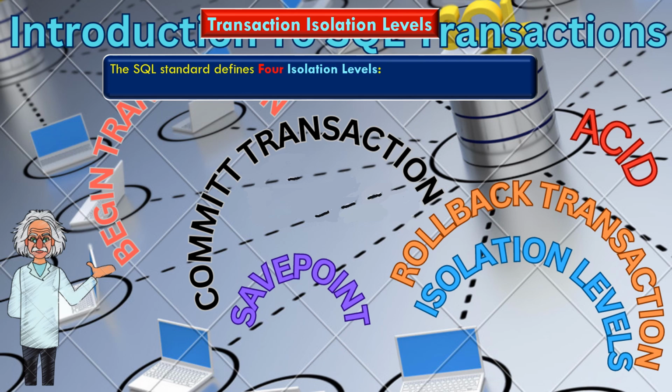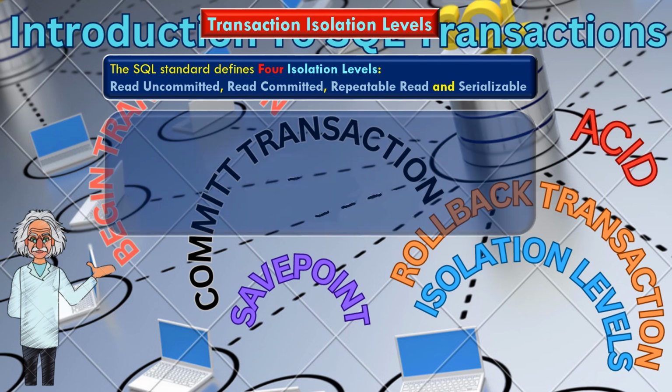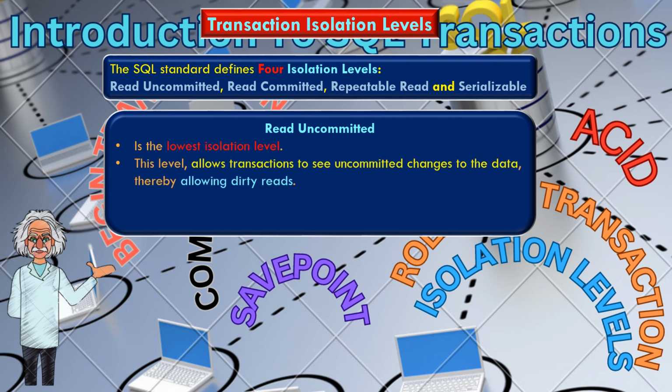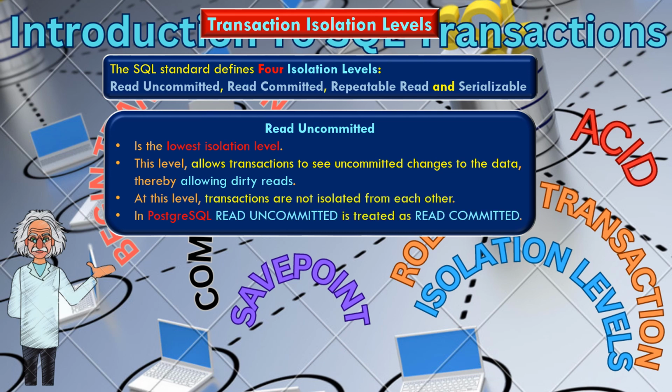The SQL standard defines four isolation levels: read uncommitted, read committed, repeatable read, and serializable. Read uncommitted is the lowest isolation level. This level allows transactions to see uncommitted changes to the data, thereby allowing dirty reads. At this level, transactions are not isolated from each other. In Postgres SQL, read uncommitted is treated as read committed.